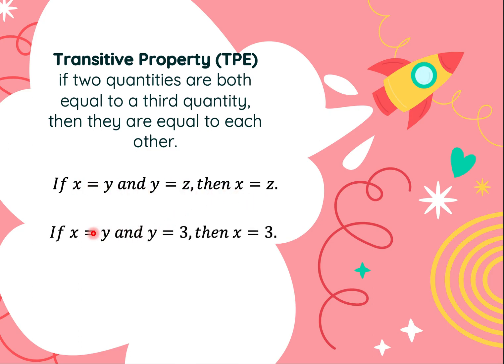Another example, x is equal to y and y is equal to 3. As you can see, we have here 2 y's. Therefore, we can also say that x is equal to 3. And the last one, if x plus 2 is equal to y and y is equal to 7, then we can also say that x plus 2 is equal to 7 because we have here 2 y's. That's it. So now let us practice.